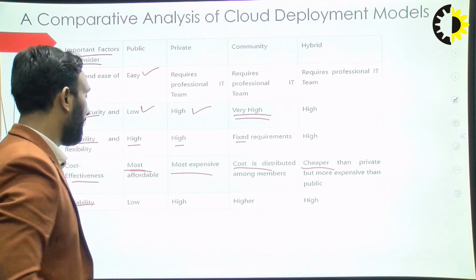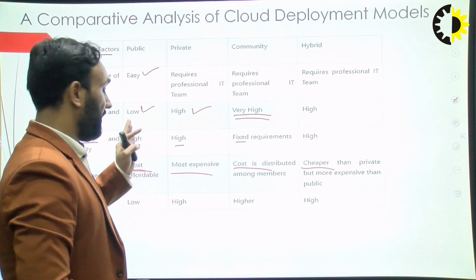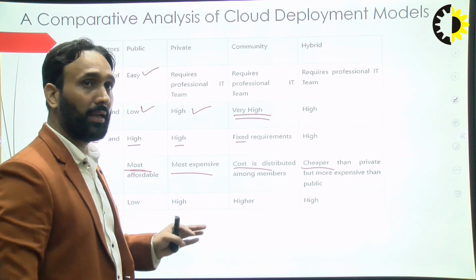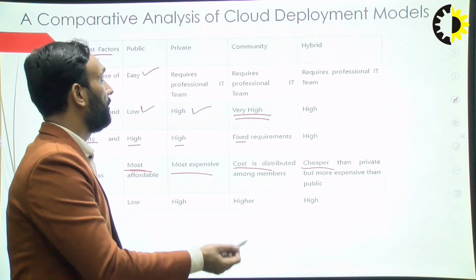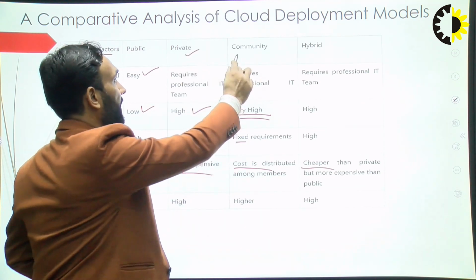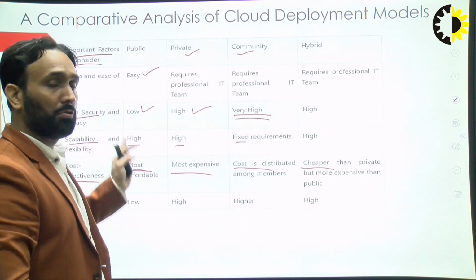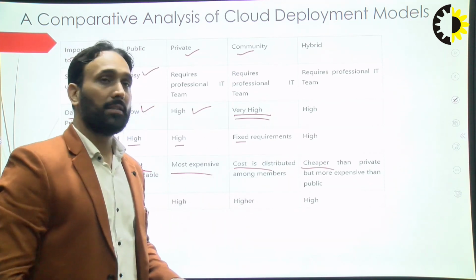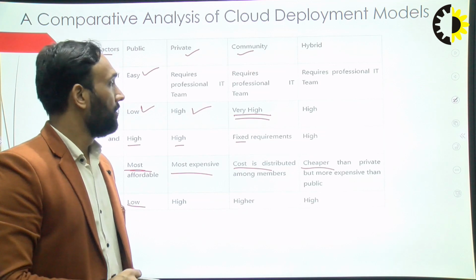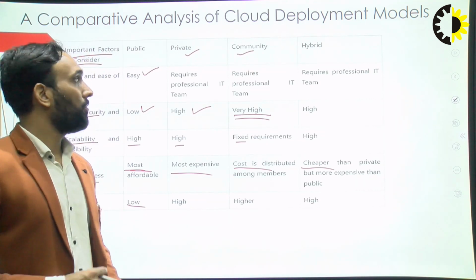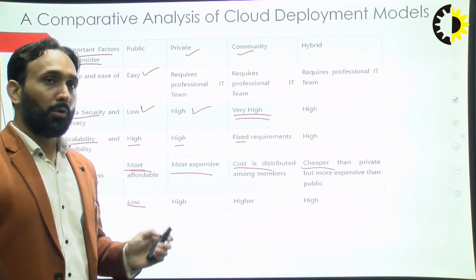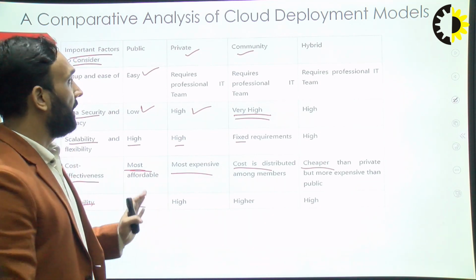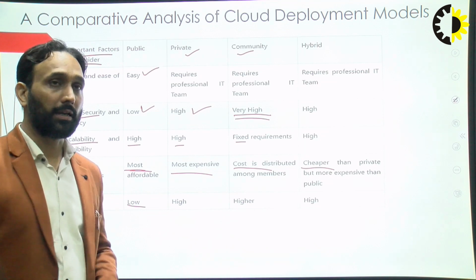If we talk about reliability, if it is a major concern of any organization like the army and banking, they will prefer the private and community cloud. They will not use the public cloud because the reliability is low, and in other cases the reliability is high. So hopefully it is clear to you about these deployment models on behalf of their limitations and benefits, and the comparison on behalf of their characteristics.